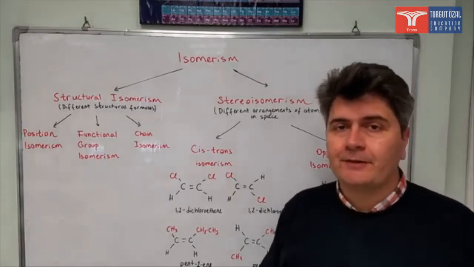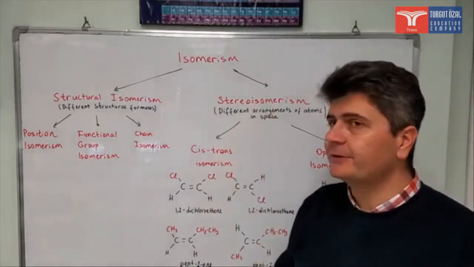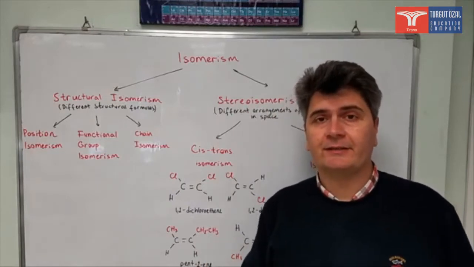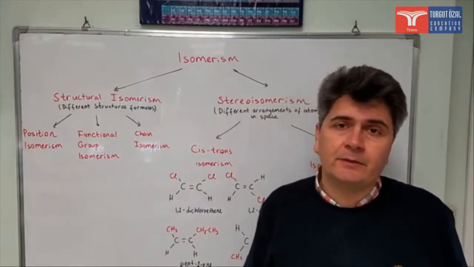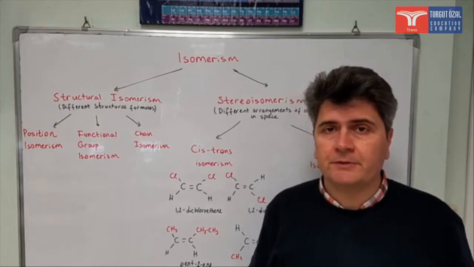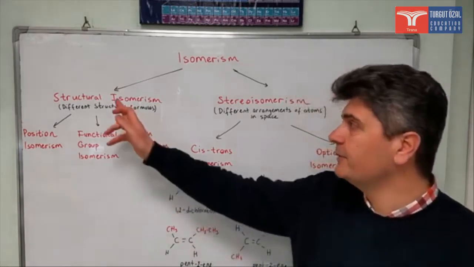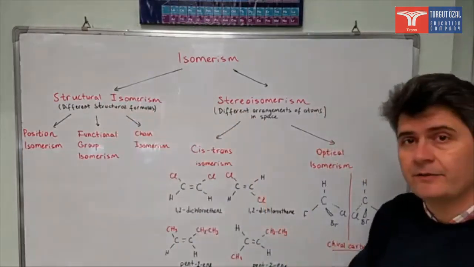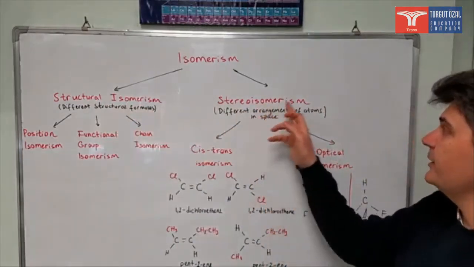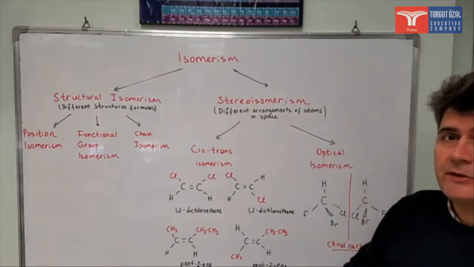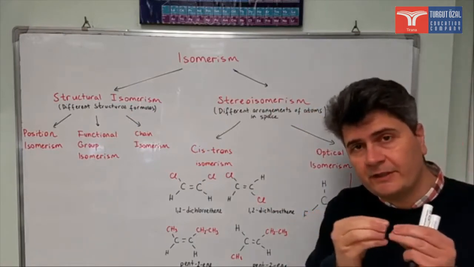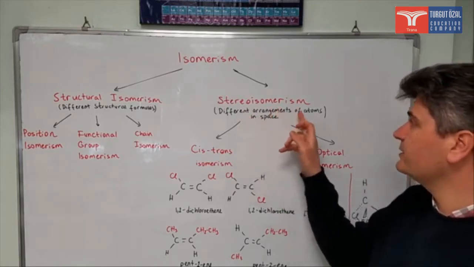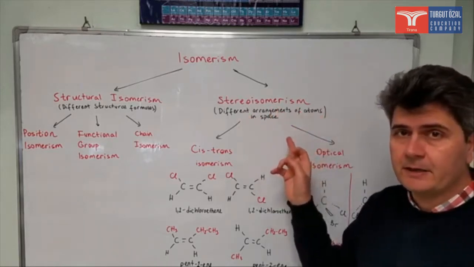Hello. In this video we will talk about isomerism. In a previous video we mentioned isomers, and we said that isomers are different compounds having the same number of atoms. In that video we mentioned structural isomerism. But in fact we have a second kind of isomerism which we call stereoisomerism. In stereoisomers, the bondings of the atoms are the same, but they have different arrangements of atoms in space.